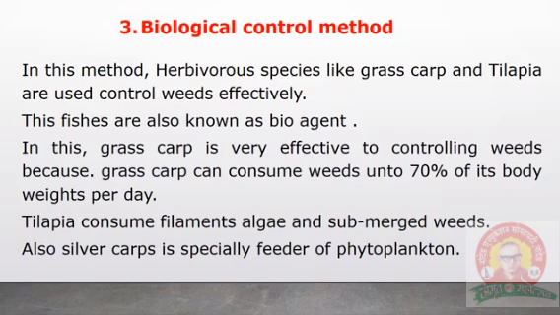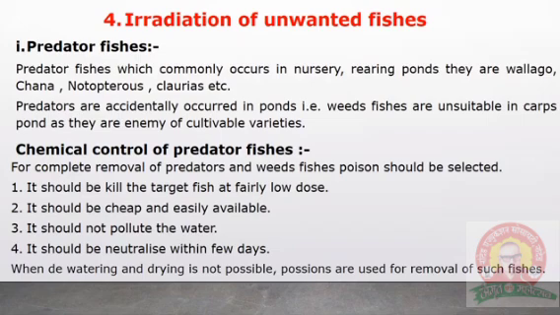Grass carp is very effective to control weeds, because grass carp can consume weed up to 70% of its body weight. Tilapia consume filamentous algae. All of these are weeds: filamentous algae and submerged weeds. Silver carp especially feeds on phytoplankton. This is the control of weeds.